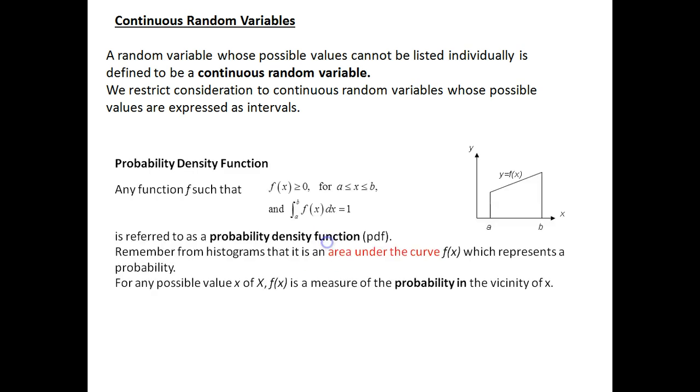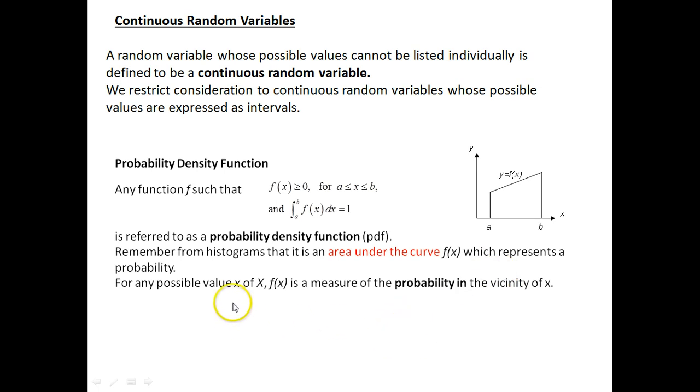Then the probability density function f of x, which has got to be greater than 0 between a and b, and the total area underneath has got to add up to 1, and that is called the probability density function. And remember from histograms that it's the area under the curve which represents the probability.